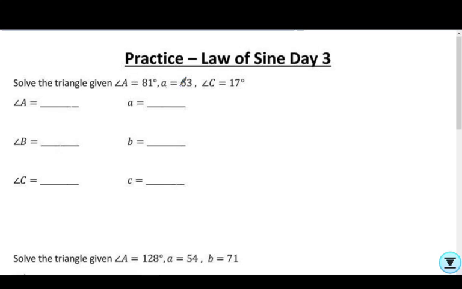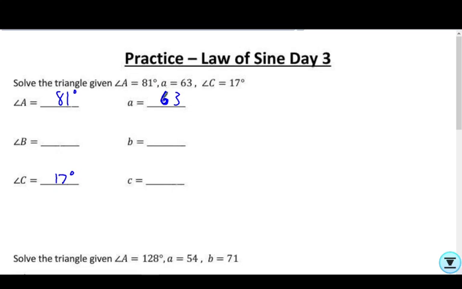For the law of sines, you have to be given two sides and an angle, and the angle has to match one of the sides given. So we're going to start off by writing in the information that they gave us. Okay. So first, let's start off with the easiest part.